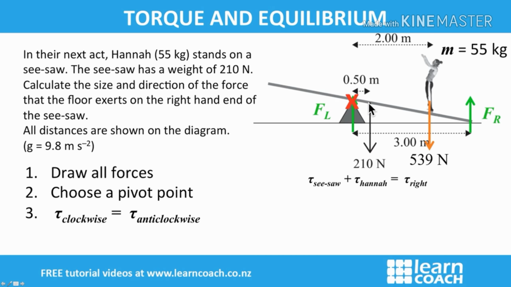And remember, this is always a distance away from the pivot point. So this would be 210, its weight force, multiplied by the half a meter. Then we add to it Hannah's torque. Now Hannah is 2 meters away, which is shown up the very top here. And she has a weight force of 539 newtons.